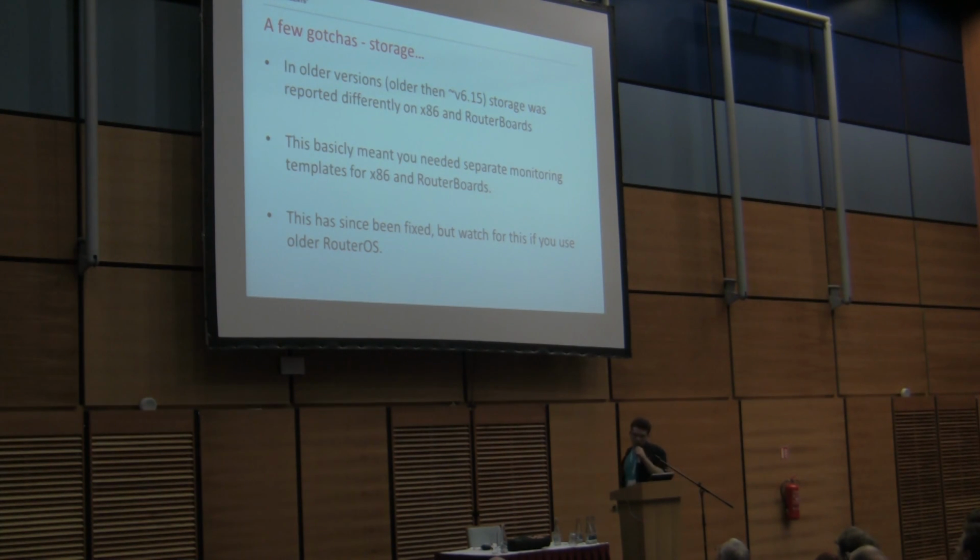And one important thing is storage. In older versions, older than around 6.15, storage was actually reported differently on x86 RouterOS and on RouterBoards. So this basically meant you needed separate monitoring templates for x86 and RouterBoards prior to this version. So this has since been fixed. But watch out for this if you use older RouterOS versions.